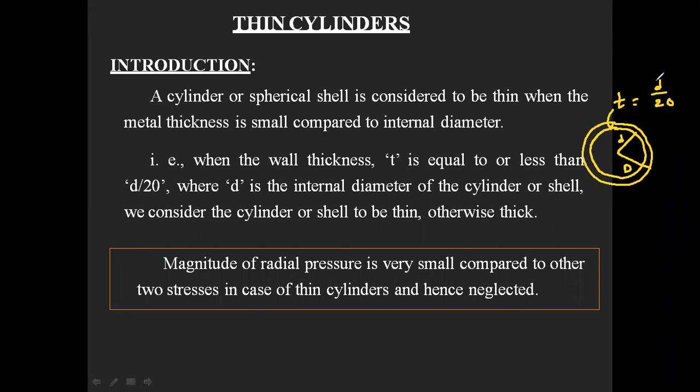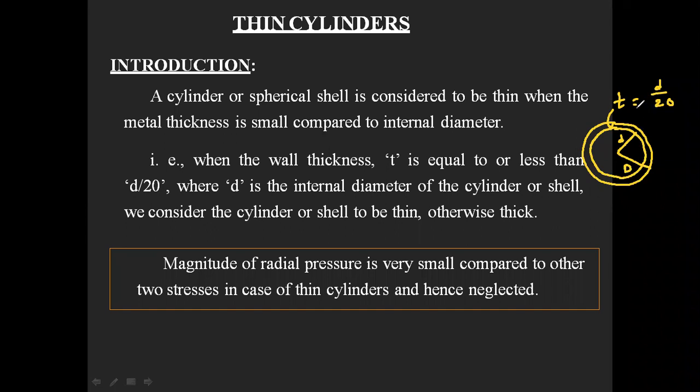Understand, where small d is the internal diameter of the cylinder or internal diameter of the shell. Shell means spherical shell. Sphere, you know, is something like a ball. It doesn't have any longitudinal length. All dimensions are same. That is how a spherical ball is. So we consider these kinds of cylinders as thin cylinders.